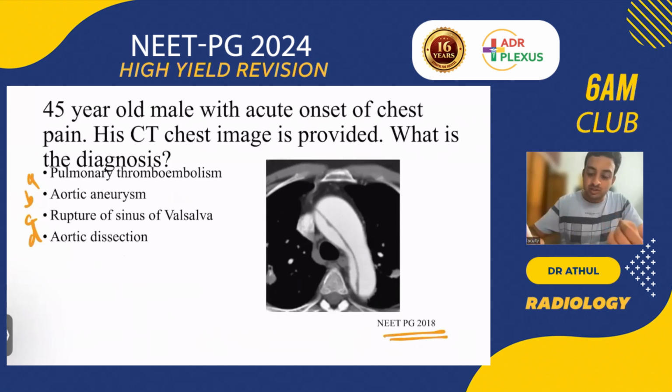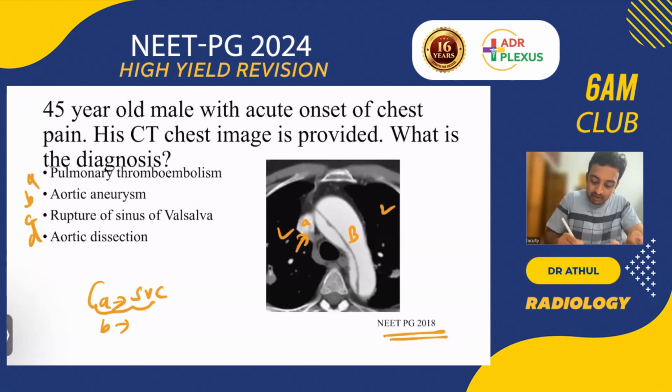Now my question comes. What is this anatomical structure, A? I know everyone will get this question correct, but I want to improve your knowledge. What is A? What is B? Excellent. A is SVC, very good. And what is B? Which portion of the aorta? Is it the ascending aorta, descending aorta, or arch of aorta? Very good, excellent. B is the arch of aorta.